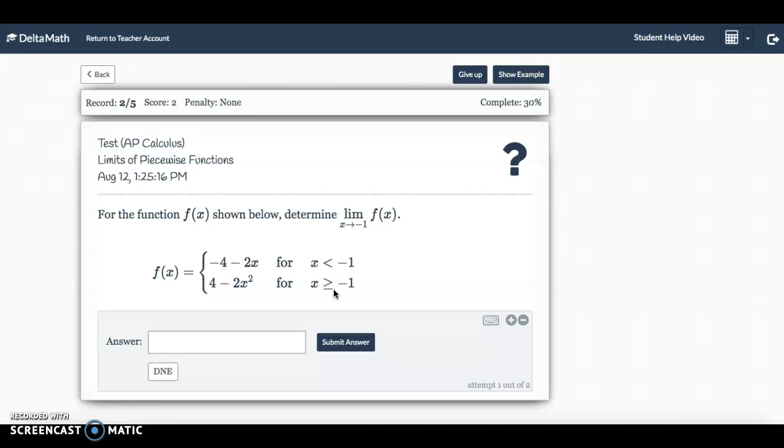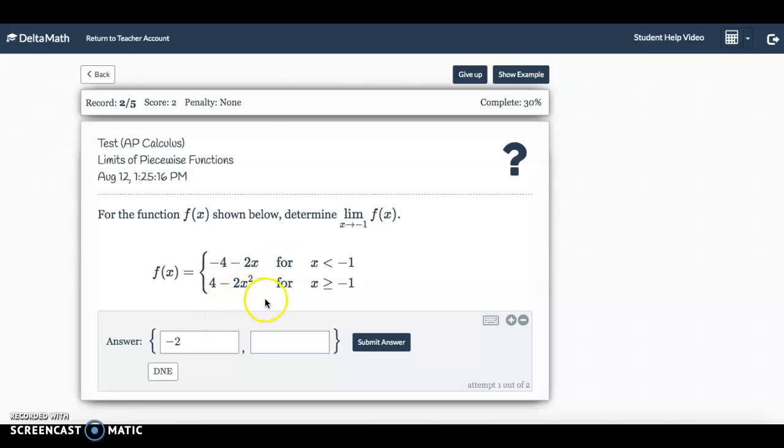So if I go ahead and plug in -1 into this top equation, because that would be for values less than -1, so that would be my left hand limit, you would get -4 minus 2 times -1, so -2 times -1 is a +2, and -4 plus 2 would be a -2 overall. I'm just going to write that down here so I don't forget.